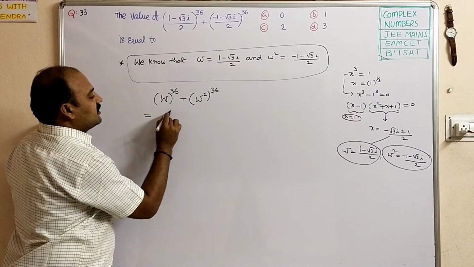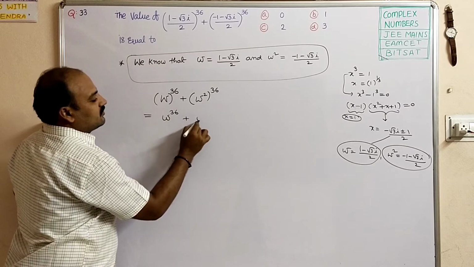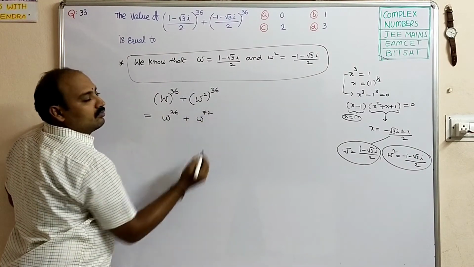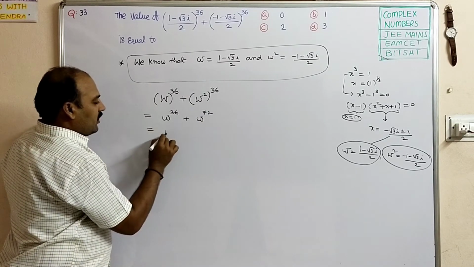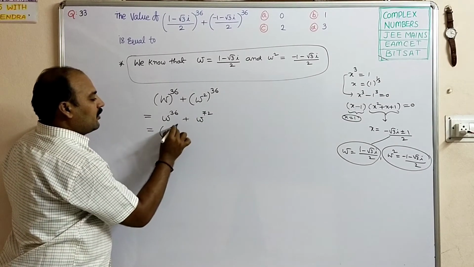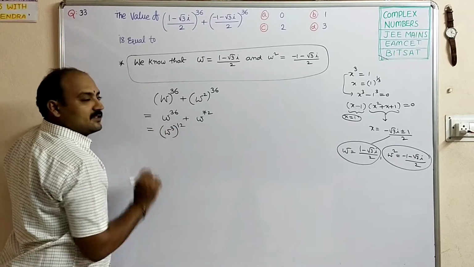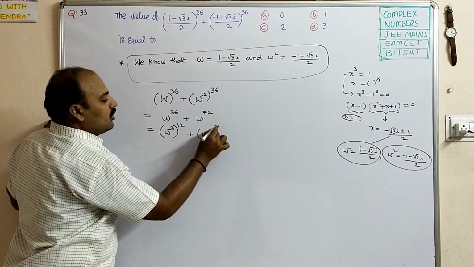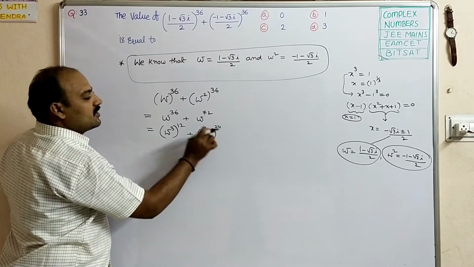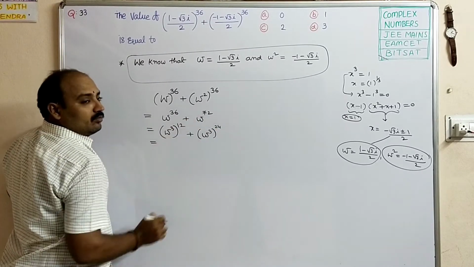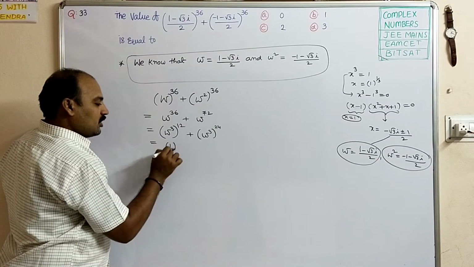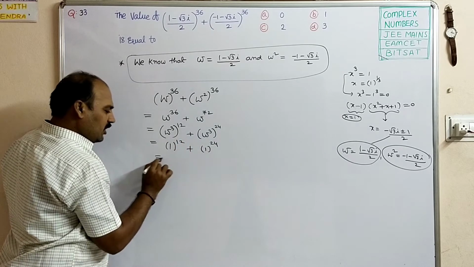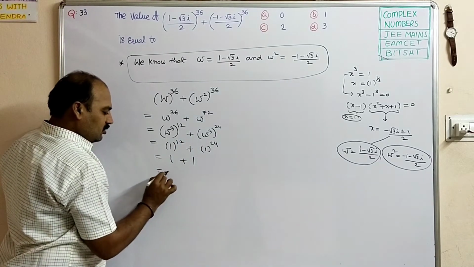Omega power 36 plus omega power 72. Omega power 3 whole power 12, 3 is 36. Even here also, omega power 3 whole power 24, 3 is 72. So 1 power 12 plus 1 power 24. 1 power anything is 1 only. So 1 plus 1 is 2.